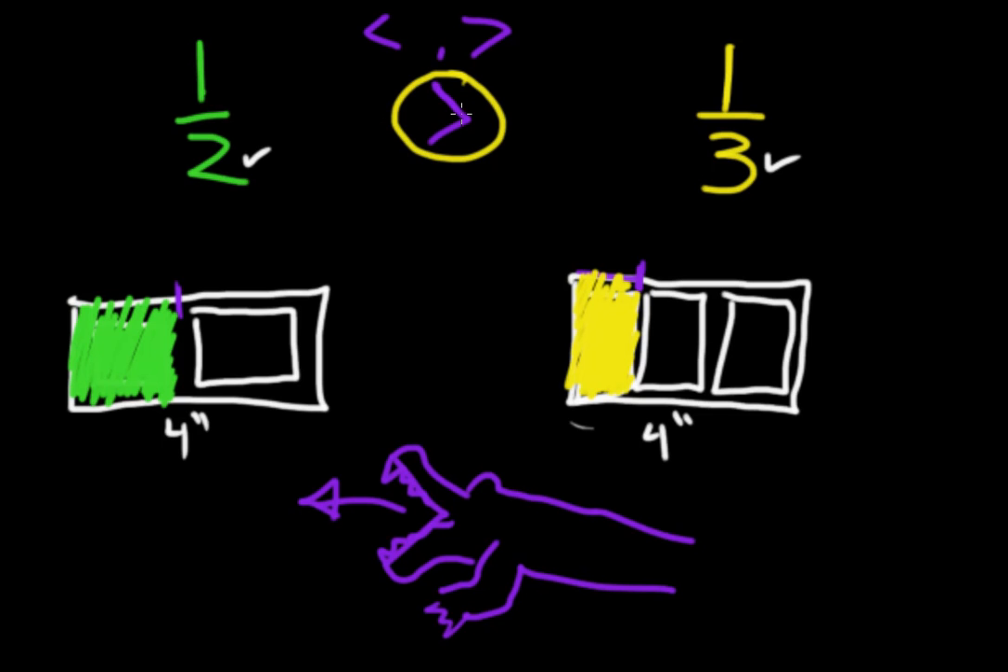Alright, so we're going to make the crocodile mouth face towards the 1/2, and the point, the small part, face towards the 1/3. So we know that 1/2 is greater than 1/3.